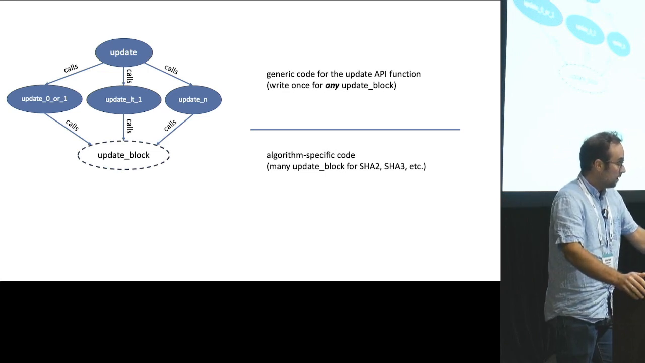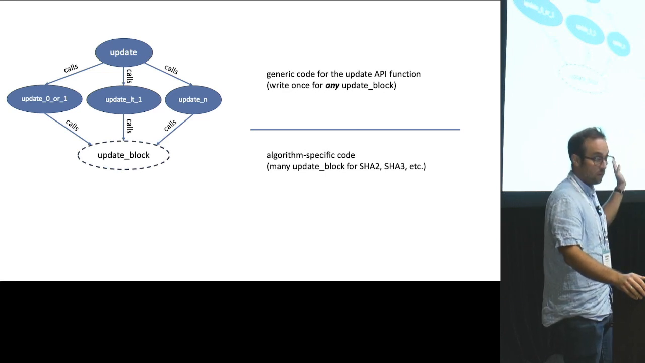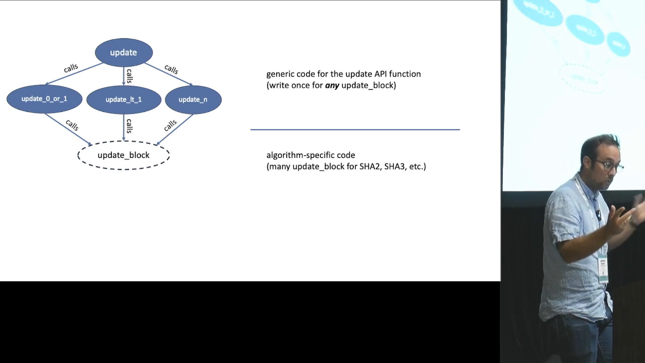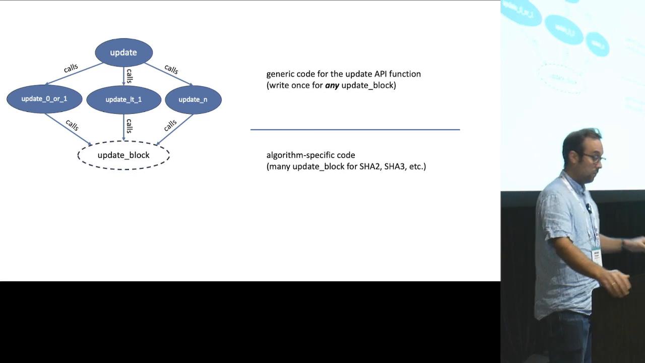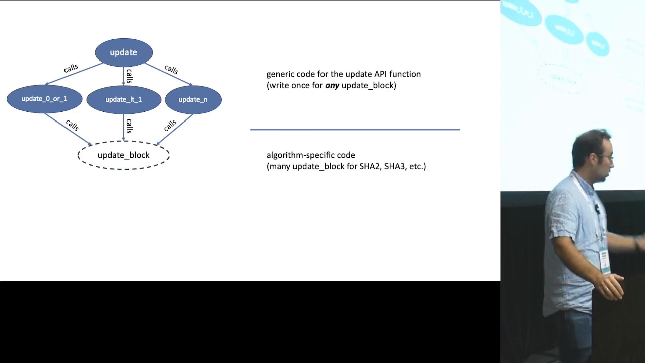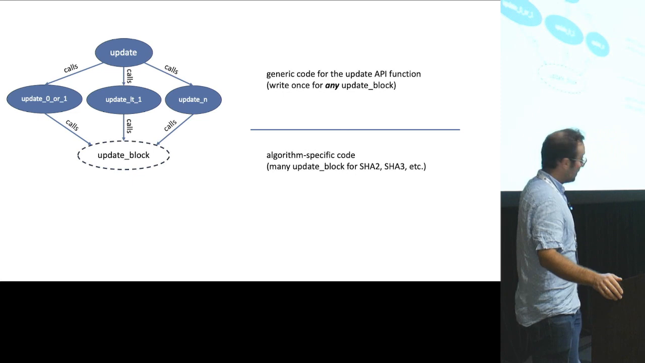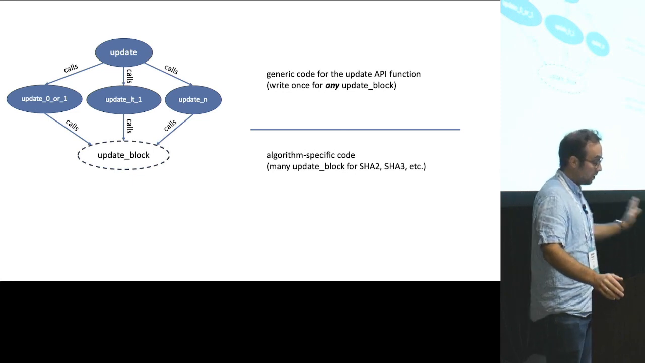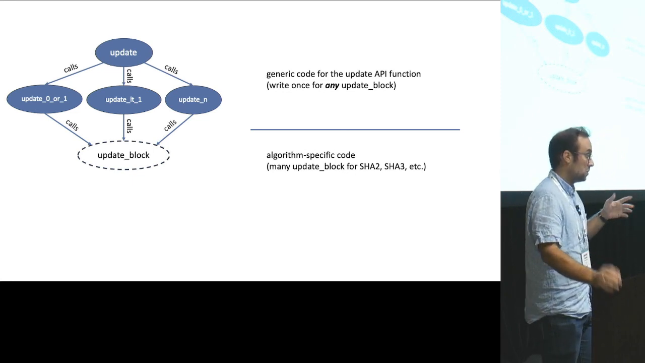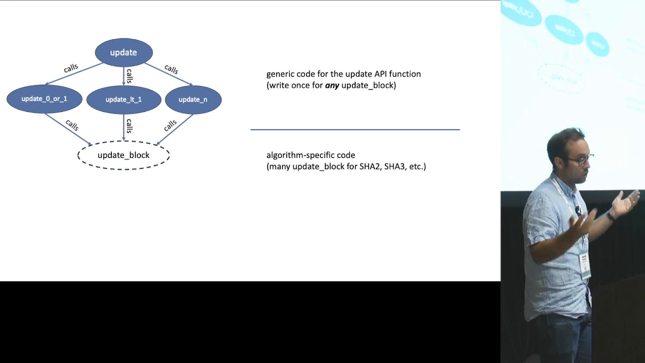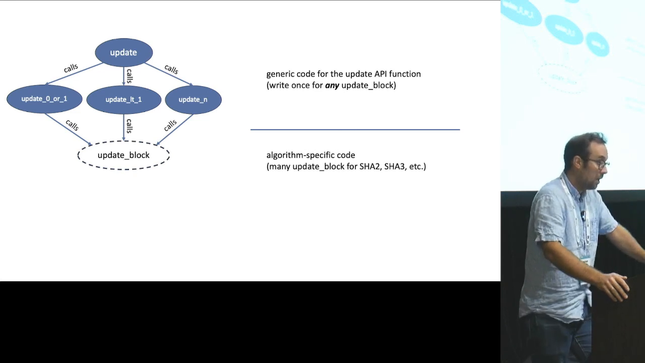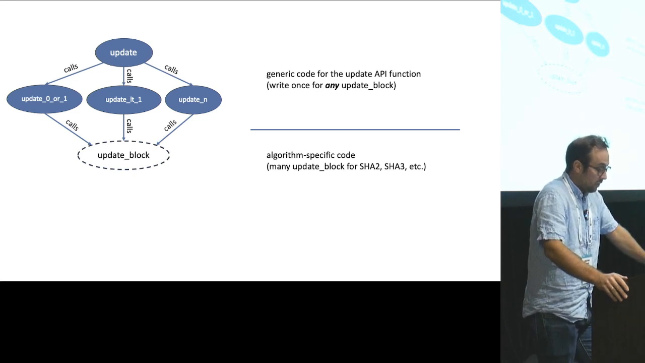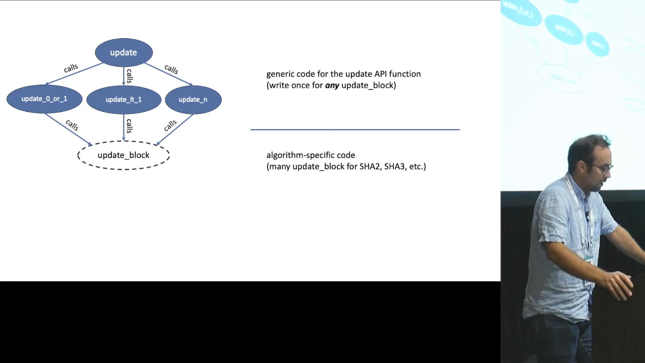And the blue code, and that's the important part, is entirely generic. It doesn't matter if this is the API for MD5 or the API for SHA-2 or any of the variants of SHA-3. The blue code is identical. The blue code is really generic over the choice of the update block function that's underneath, and that one can be algorithm specific. There's an update function for SHA-2, there's one for SHA-3. There are a variety of update functions, but the blue code really remains the same regardless of your choice of algorithm.